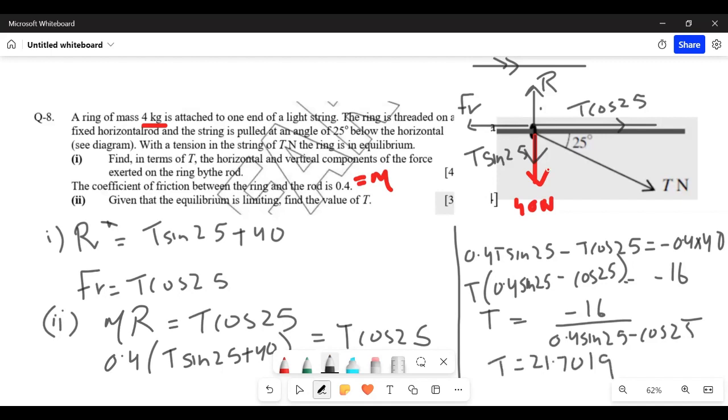That gives 21.7019, which rounds off to 21.7. Any questions here? No. Okay. No, ma'am.